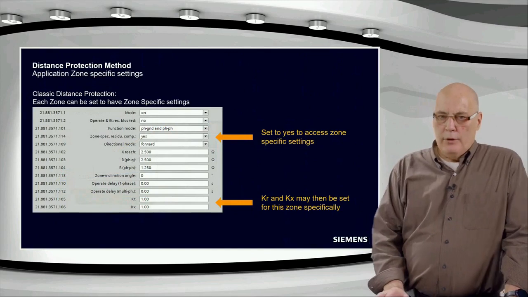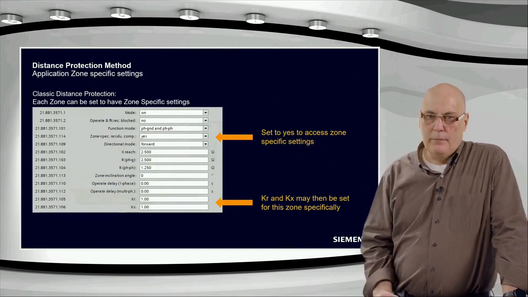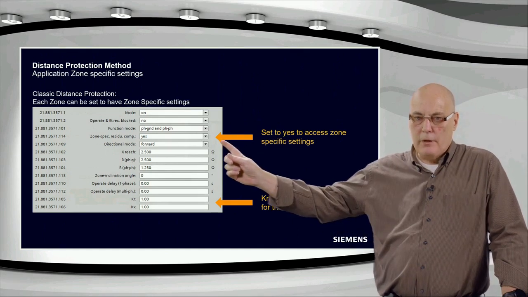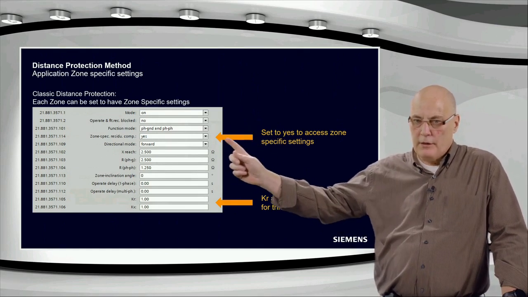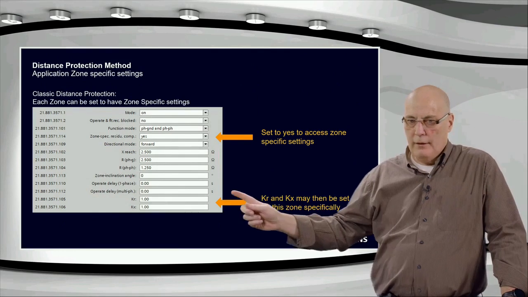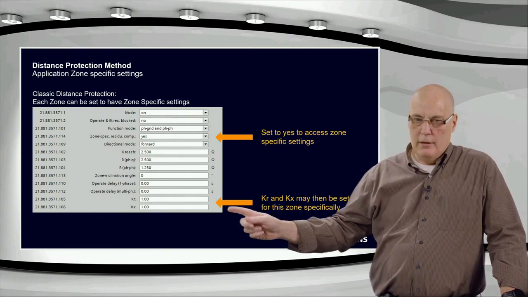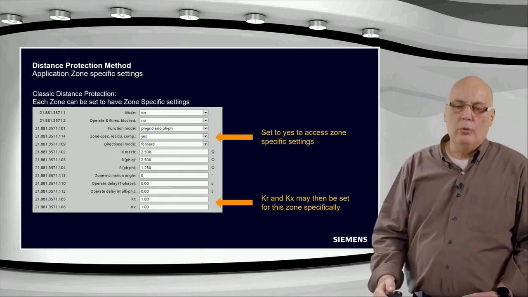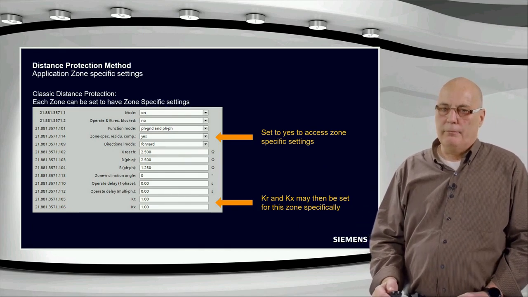And that you would then set in a classic distance relay. You would go here and say, I want the zone specific setting in my zone 1. This is a zone 1 setting. You say, yes, here I want zone specific. Then you go to KR and KX setting specifically for that zone. And you would do the same for a zone 2 and whatever other zones you have.